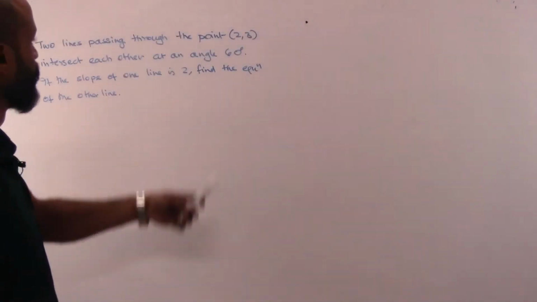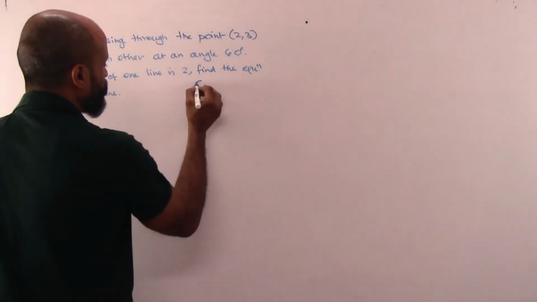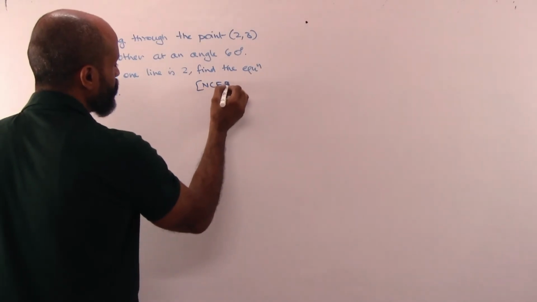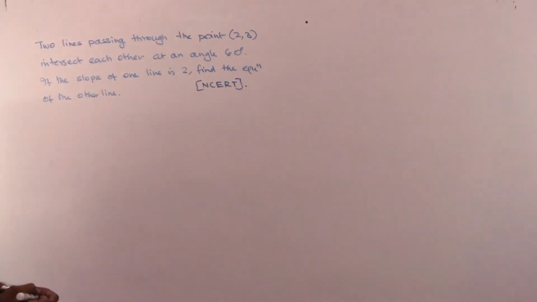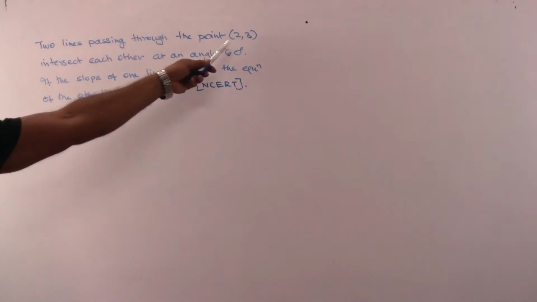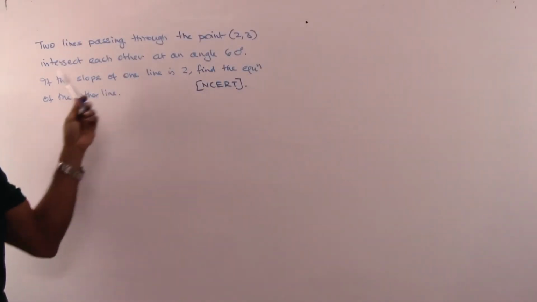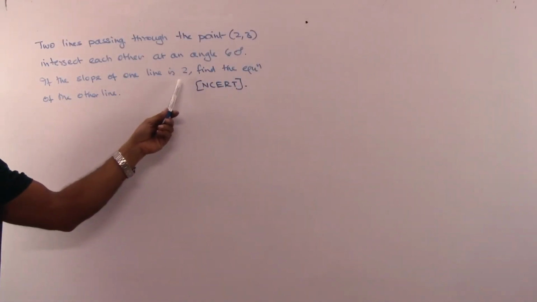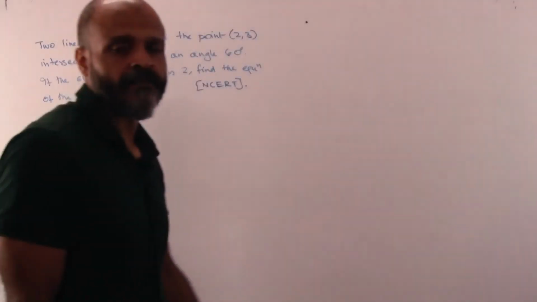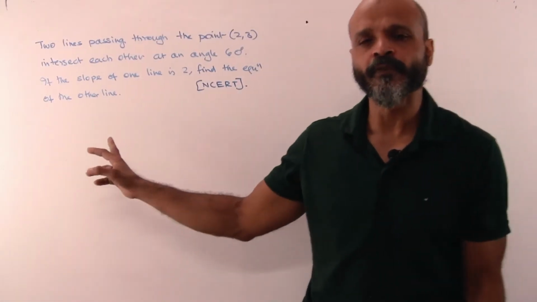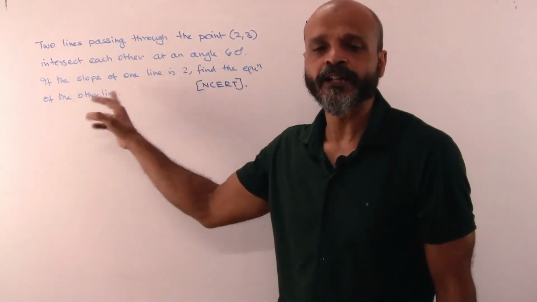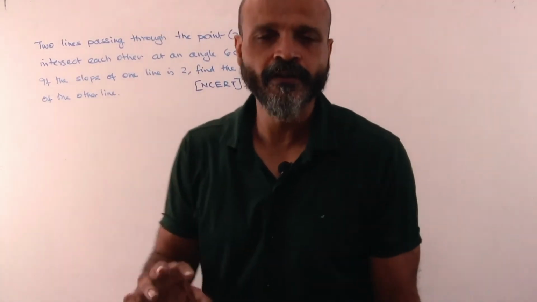Okay, another problem here, which is also an NCERT problem. Two lines passing through the point (2, 3) intersect each other at an angle of 60 degrees. If the slope of one line is 2, find the equation of the other line. So if the slope given for one line is 2, you have to find out the equation of the other line. Okay, so how will we do this?